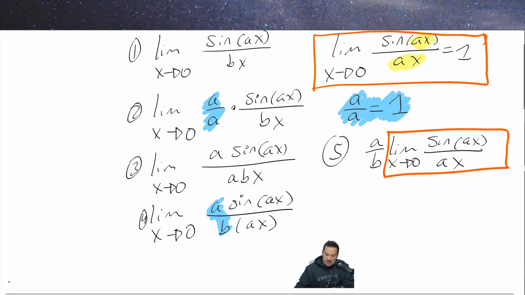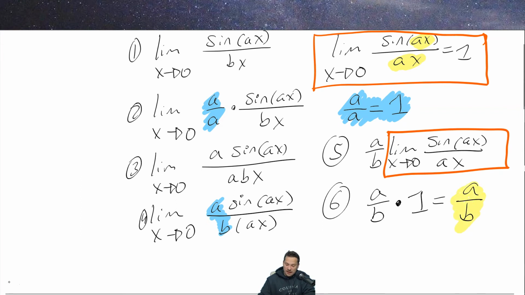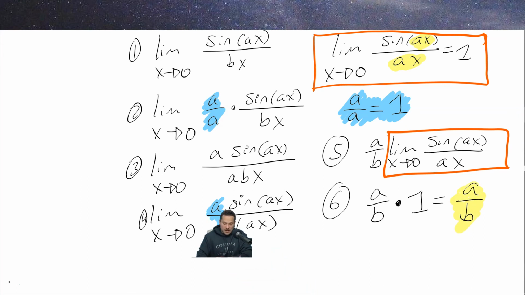So that means at step number 6, I can say the following: I end up with a over b times 1, but of course that is just a over b, and this in fact is the value of the limit, a over b. That is it for this one.